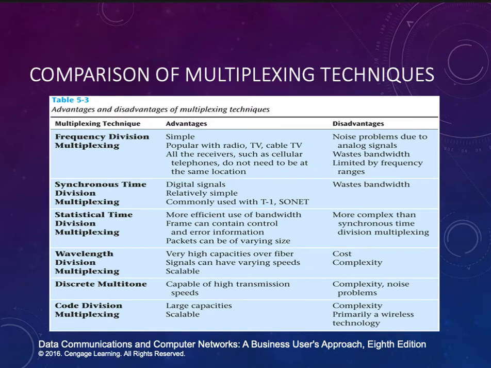Wavelength division: very high capacity over fiber, but cost and complexity. Discrete multitone: capable of high transmission, but noise. Code division multiplexing: large capacity, but complexity when using wireless.